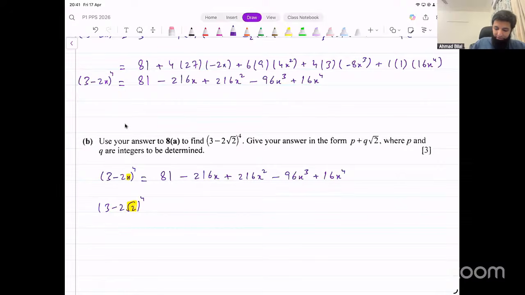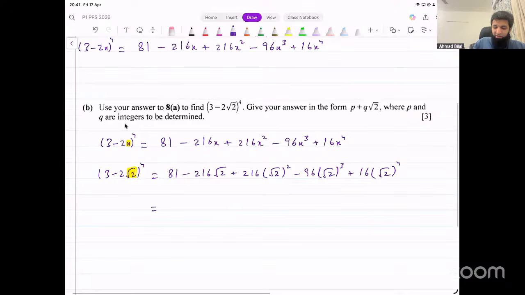So what we do is, on the right side, wherever we've got x, we replace that with under root 2. So it becomes 81 minus 216 under root 2. You need to show this working. Into plus 216 into under root 2 whole squared, minus 96 into under root 2 whole cubed, plus 16 into under root 2 whole raised to power 4.